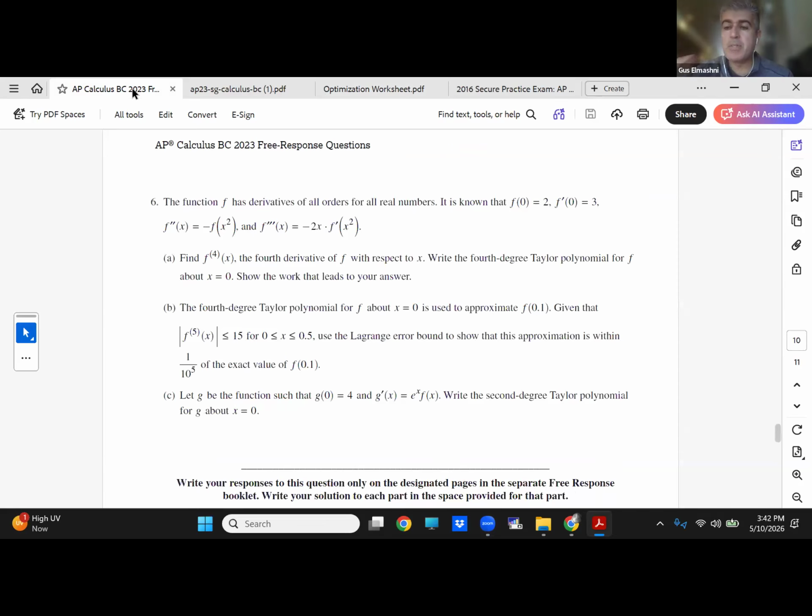Let's take a look at number 6. So here we got ourselves a Taylor series. You're asked to find the fourth derivative of f with respect to x, and write the fourth degree Taylor polynomial for f centered about x equals 0, and show the work that leads to your answer. You are given f of 0 equals 2, given all the other values. So let's work it out.